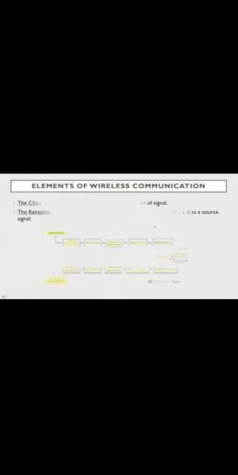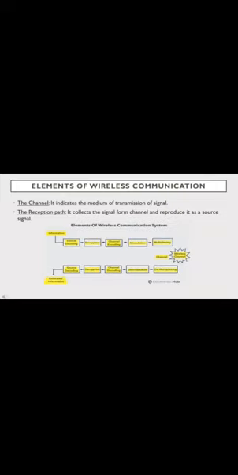There are two important elements in wireless communication. The first one is the channel. The channel is the medium in which the signal is transmitted. And the second one is the reception path. The reception path receives the signals from the channel and reproduces it as a source signal.